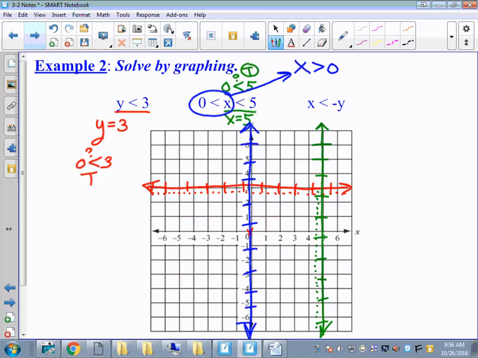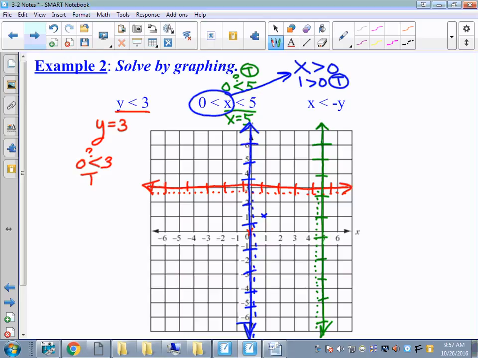And I can't pick 0, 0, but I can pick 1, 1. So if I use this ordered pair 1, 1, 1 greater than 0, that's true. So I'm going to shade to the right where 1, 1 would be. So I'm going to shade to the right of blue, but I'm going to stay underneath the red line. So right now, what we have is this little rectangle where the red, the green, and the blue dots are all overlapping.